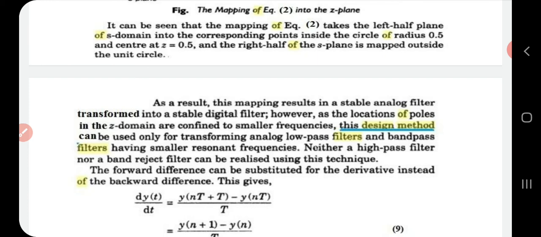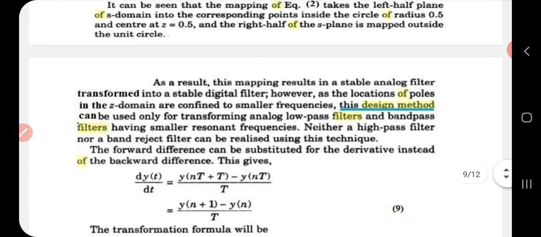Why? We are dealing with unit circles. However, the locations of poles in the Z domain are confined to small frequencies. Since it is confined to small frequencies, this approximation of derivatives design method can be used only for transforming analog low pass filters and band pass filters having small frequencies, whereas a high pass filter or a band reject filter cannot be realized using this particular technique.